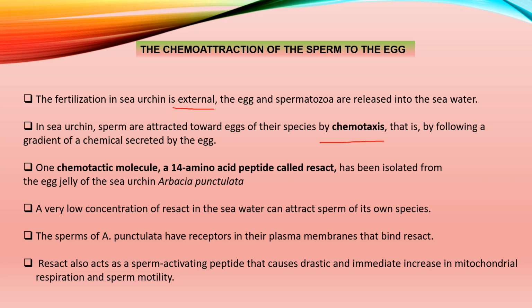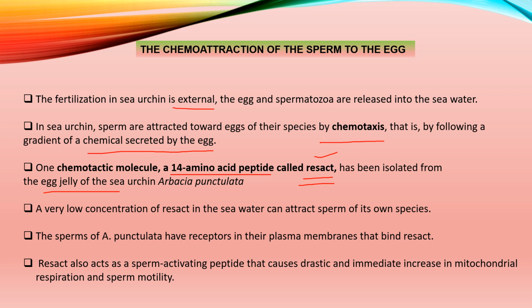In the chemotaxis process, a chemical molecule is secreted by the egg. What is that chemical substance? The chemical substance is called resact. It is very important. Resact is a 14 amino acid peptide. Where is it isolated from? It is isolated from the egg jelly of sea urchin.